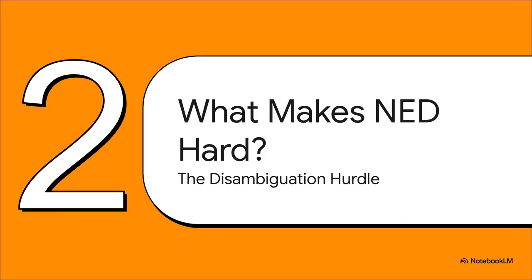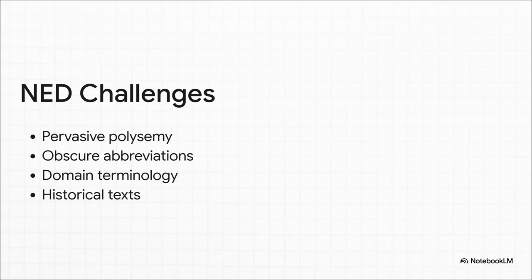Moving on to section 2, what makes NED hard? Getting from a surface-level mention to that one true canonical entity is no walk in the park. First off, as we just saw, polysemy is literally everywhere. Second, you've got obscure abbreviations and weird nicknames. In an old document, WW might mean the scientist Warren Weaver, but an AI just sees 2 capital letters.